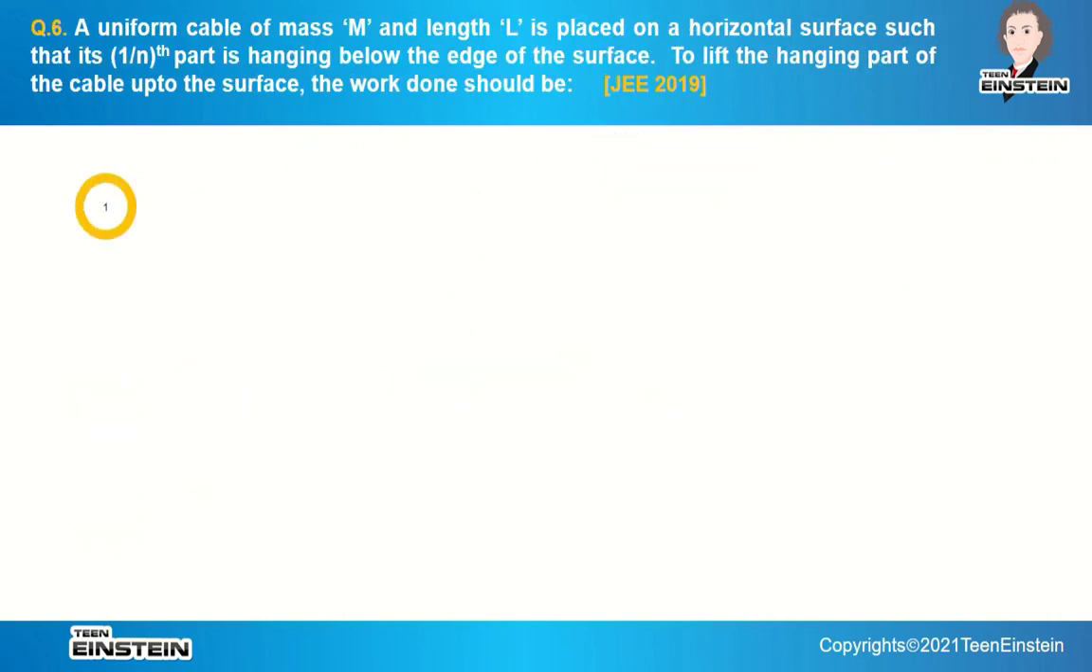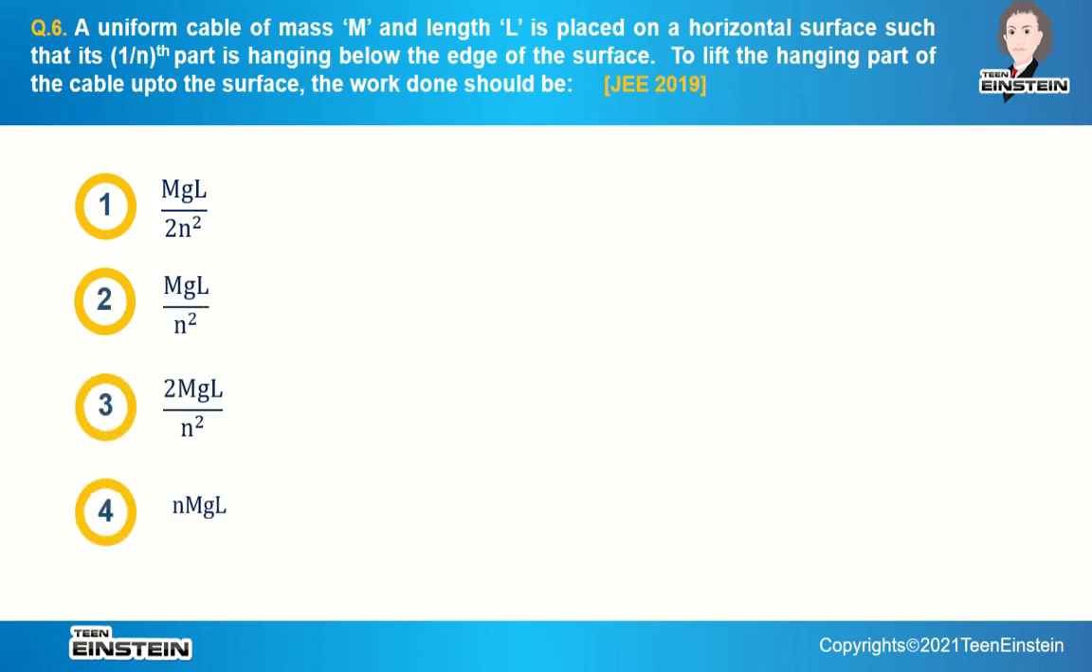Okay, so we will move on with the next question. A uniform cable of mass m and length L is placed on a horizontal surface such that its 1/nth part is hanging below the edge of the surface. To lift the hanging part of the cable up to the surface, the work done should be.